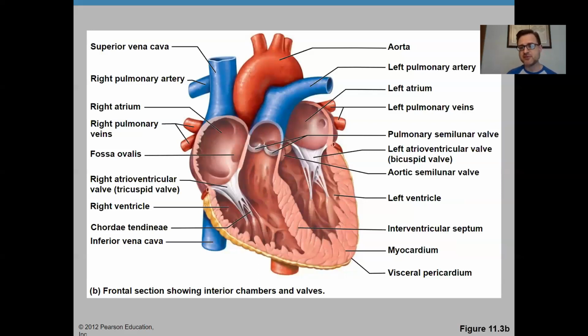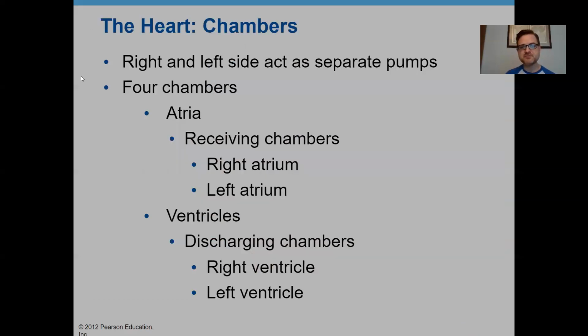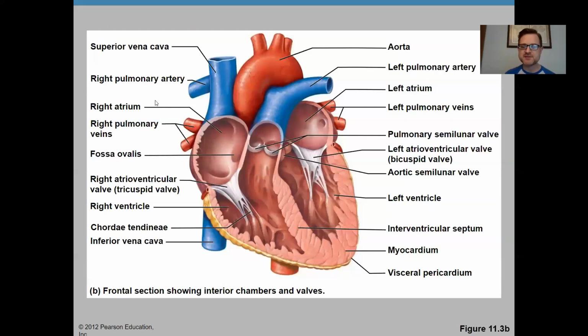And again, when we did the foldable, we've already seen this. We are going to go through the chambers and the valves briefly in this video, but most of this should already make sense to you. So going through the chambers quickly. First off, we've already said this, but let me go back a second.